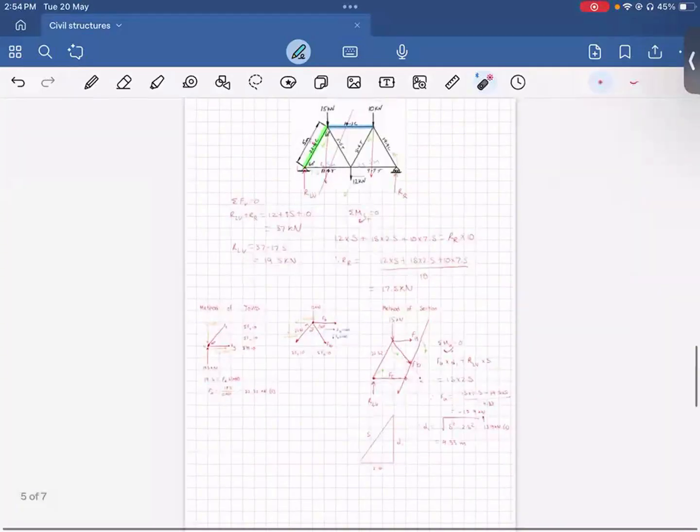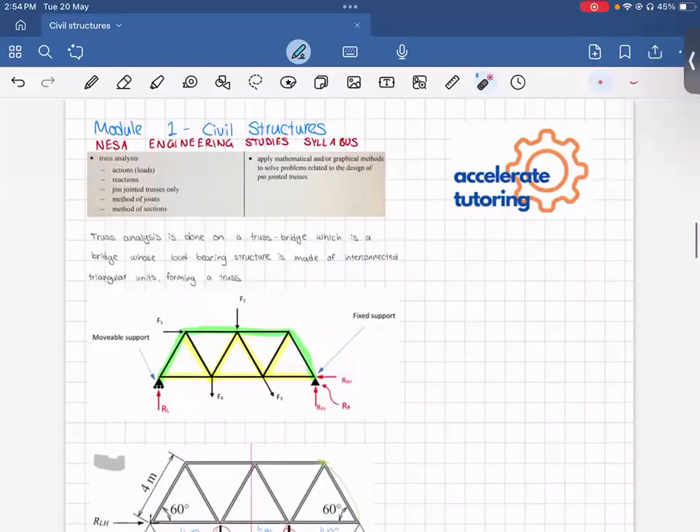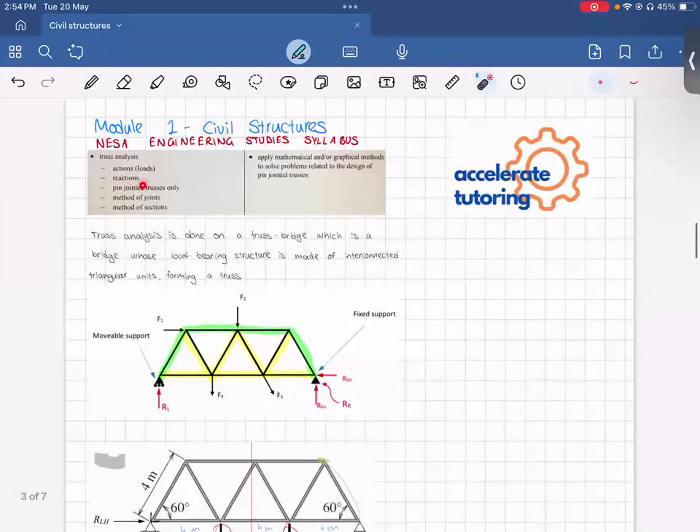So whether you want to pick method of sections or method of joints, that's completely up to you. The question specifically tells you to pick one specific method. These are the 2 ways that we can go about solving it. So that's all for this video, going through truss analysis and ticking off all these subtopics of determining what the actions are, the reactions, pin joint truss. This is only method of joints and method of sections. Hope you like this video. Now stay tuned for a lot more mechanics-based videos for the entirety of engineering studies at HSC syllabus.